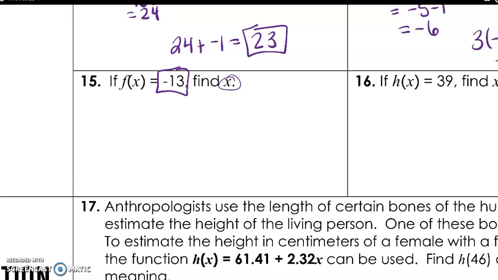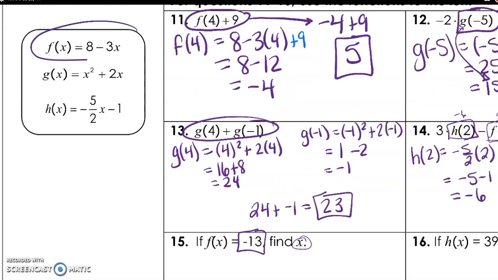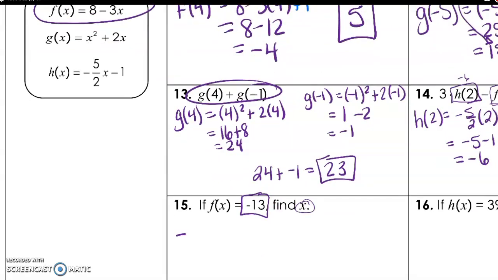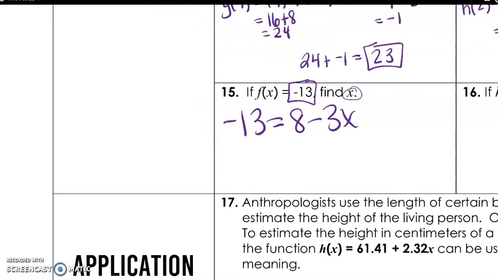So now you are replacing the f of x with -13. So if you set it up how it looks, we're using this one, -13 equals 8 minus 3x. So if you put it in the order how it is, that's what it would look like. Now, most of us don't want to write it that way, so I'm going to write it over here as 8 minus 3x equals -13. You are allowed to write it that way instead. But instead of plugging a number in for x, they're going to tell you what it's equal to, and you're going to solve.